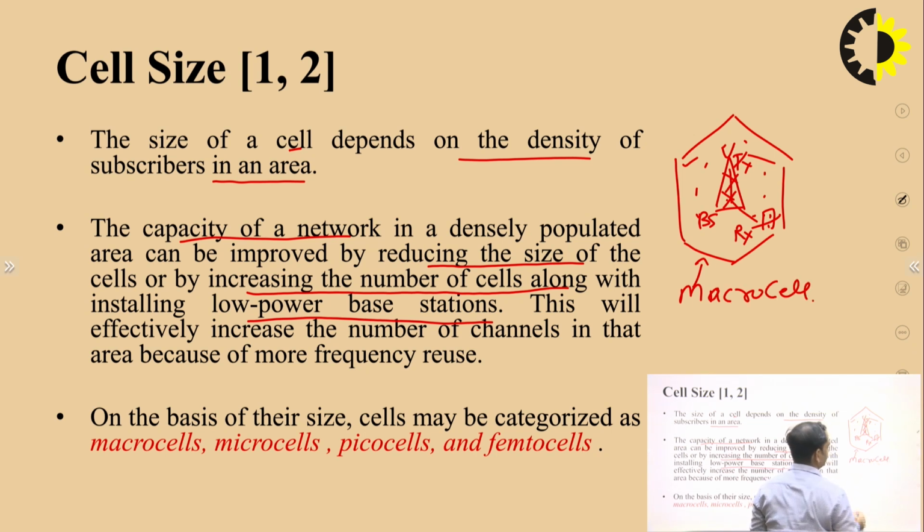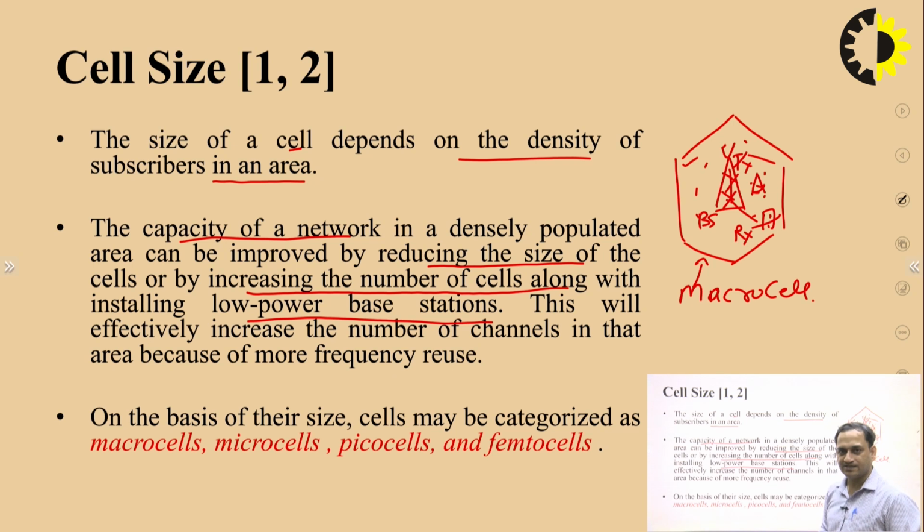Okay, so this is a macro cell. A very high power transmitting antenna is required. But when we have a smaller cell like this, we require smaller, low power base stations, which are used to increase the capacity, so that a larger number of subscribers can be accommodated in the cell.